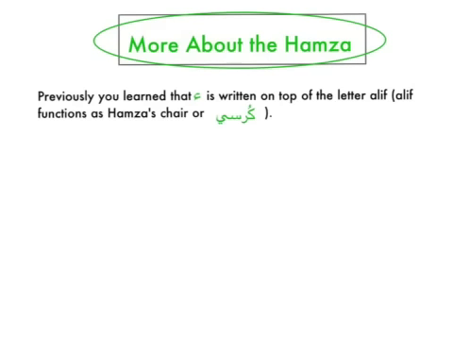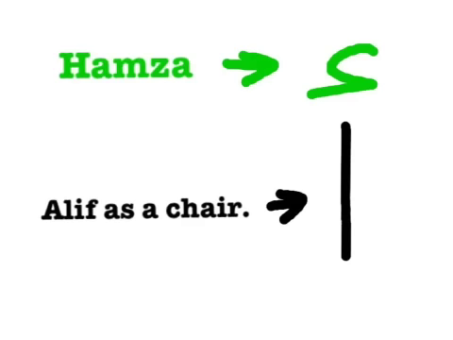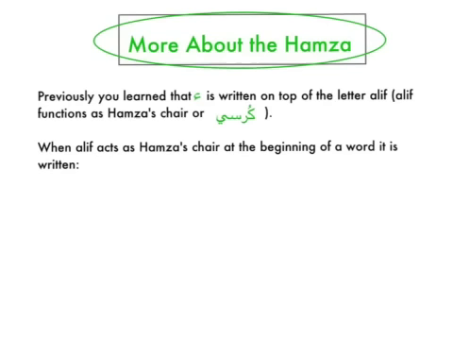Let's learn more about the Hamza. Previously, you learned that Hamza is written on top of the letter Alif. Alif functions as Hamza's chair, or kursi. When Alif acts as Hamza's chair at the beginning of a word, it is written like this. The first step, you draw Alif, a straight line. The second step, you put Hamza on top of Alif.